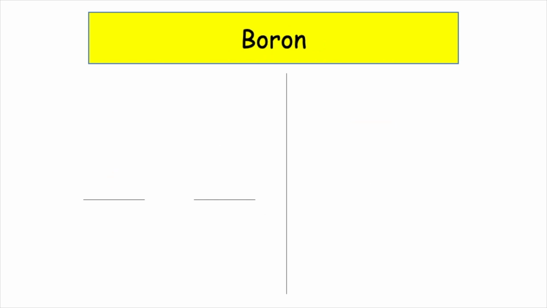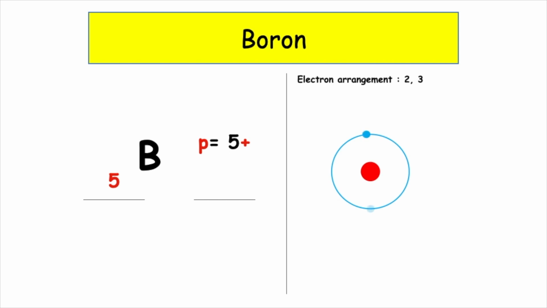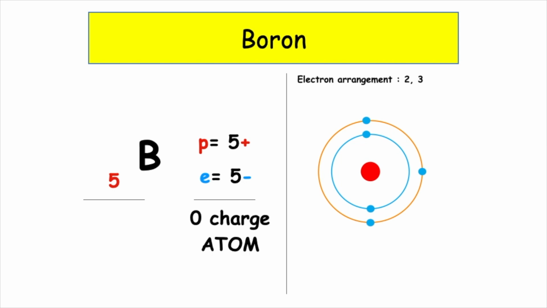Boron has the chemical symbol B. It's got an atomic number 5, which means it's got 5 protons that are found inside the nucleus. The electron arrangement of boron is 2, 3, which means in the first energy level we have 2 electrons, and in the second energy level we have 3 electrons. 2 plus 3 equals 5, so we've got 5 electrons which are negatively charged. 5 positive plus 5 negative gives us an overall charge of 0, which means we're looking at the atom. Using page 7 of the data booklet, if we look up the relative atomic mass of boron, it has a mass of 11. 11 minus 5 means we've got 6 neutrons.